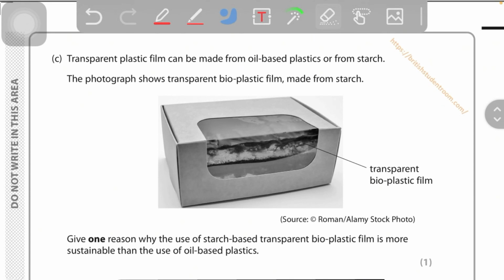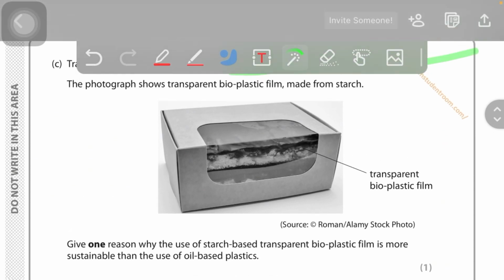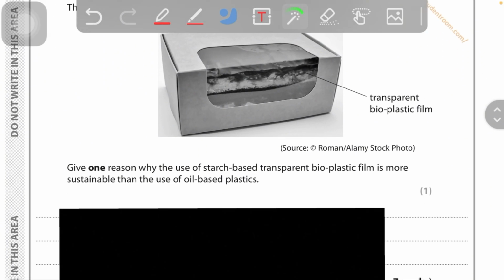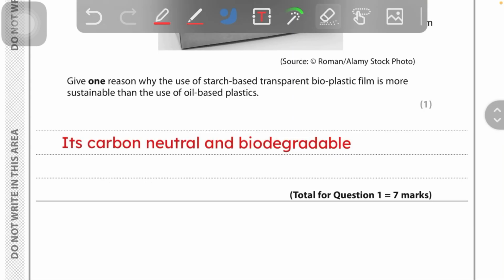C. Transparent plastic film can be made from oil-based plastics or from starch-based plastics. The photograph shows transparent bioplastic film made from starch. Give one reason why the use of starch-based transparent bioplastic film is more sustainable than the use of oil-based plastics. So, it's carbon neutral and biodegradable.